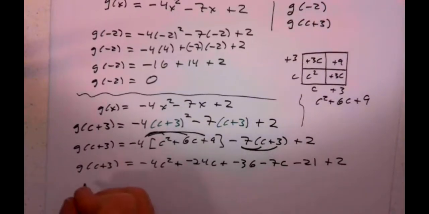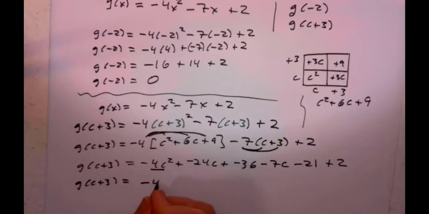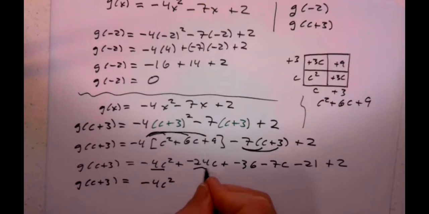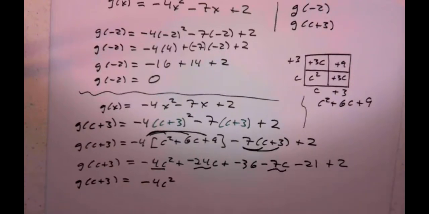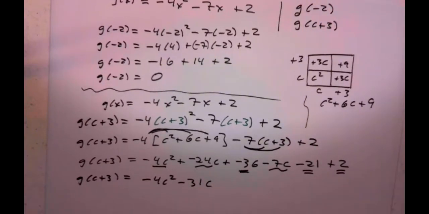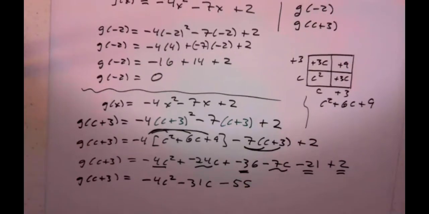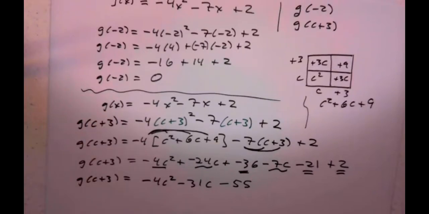And then we can finish this off by adding together like terms. The only c squared I have is here, negative 4c squared. Now let's look for our c's. Negative 24c and negative 7c. So negative 24 minus 7 is, of course, negative 31. Minus 31c. Now let's look at our numbers. Negative 36, negative 21, positive 2. Negative 36 plus negative 21 plus positive 2, and I get minus 55. So that is g of c plus 3, plugging in c plus 3 for x, and then simplifying.